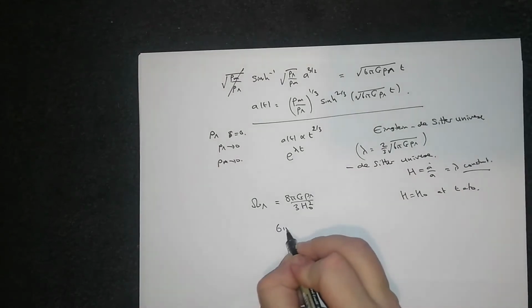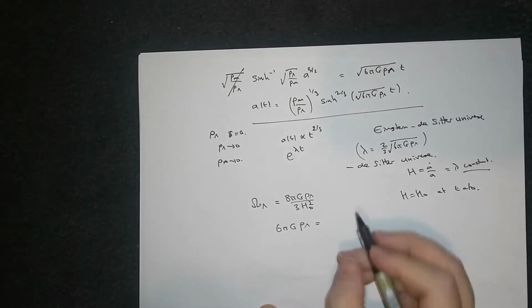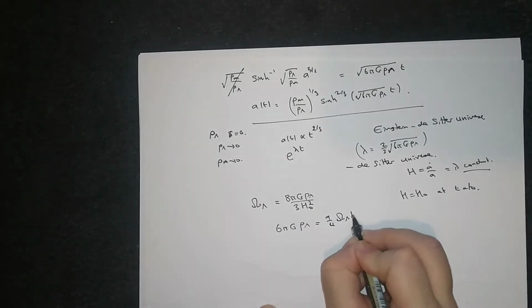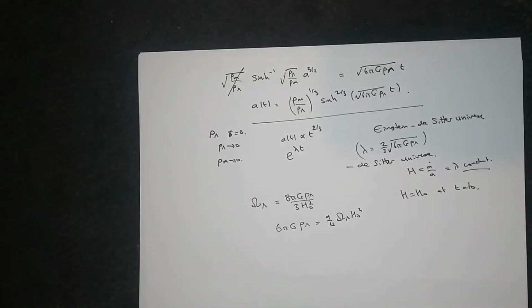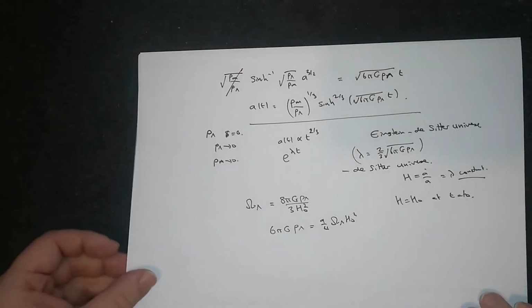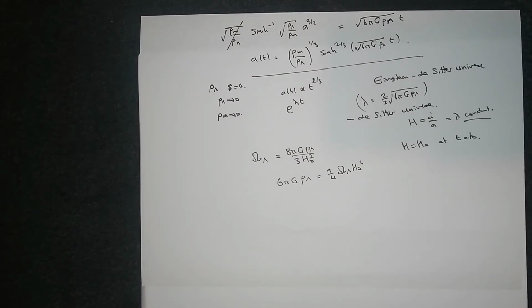Then 6 pi G rho lambda, put in here, that's 9 over 4 omega lambda H naught squared. That'll be useful to us. Our objective is to work out the distance to the cosmological horizon.